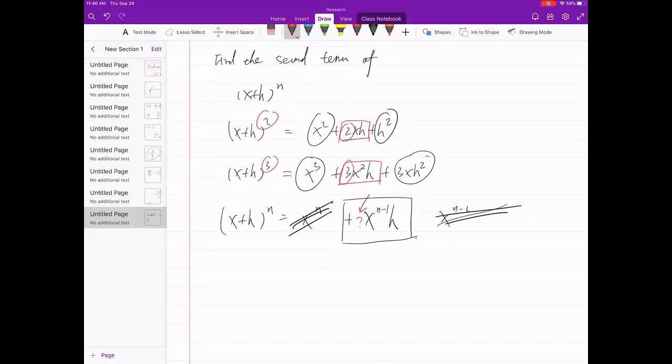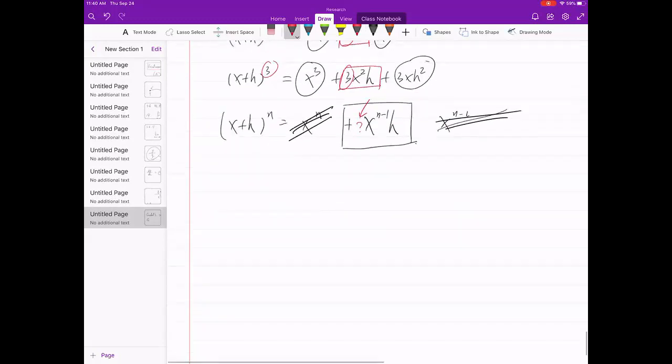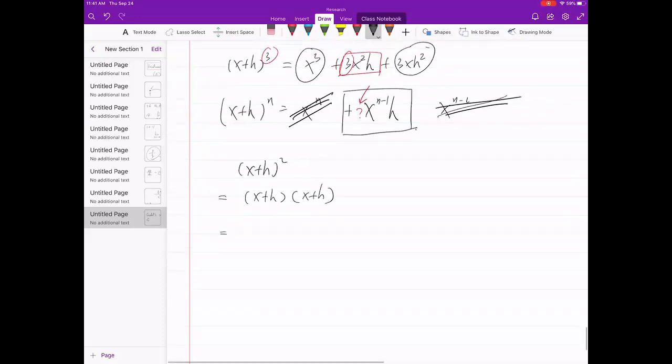Okay. Now, we just need to figure out how to find that number. Well, how did you know this is 2x plus h? How did you know this 2? Think about it. This is what you do, right? Now, how do you FOIL them out? You take an x, you take an x, you got x squared. You take an h, you take an x, you got hx. You take an x, h, you got h squared. The 2 comes from this one repeating itself twice. Right?